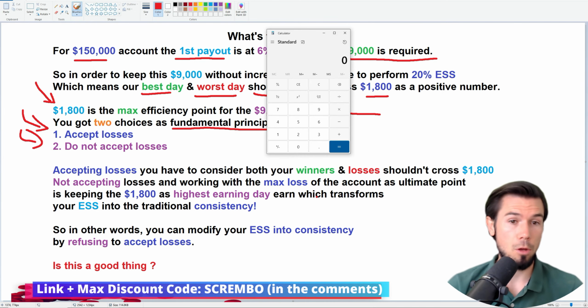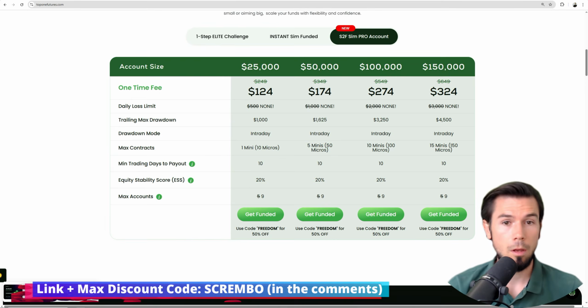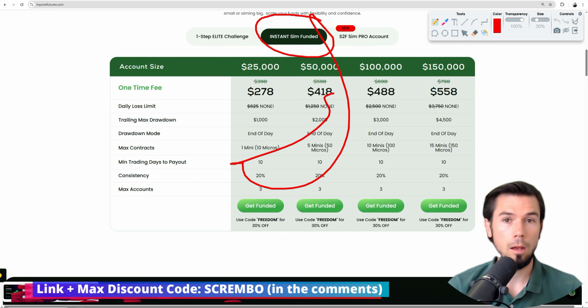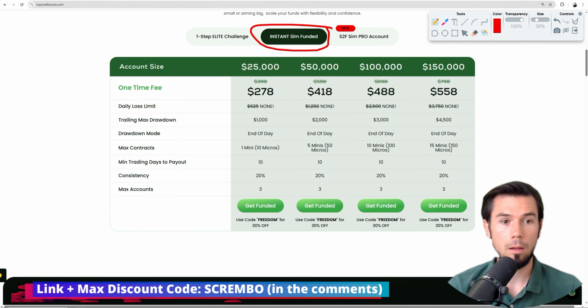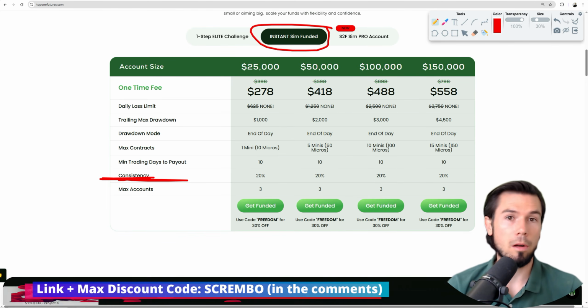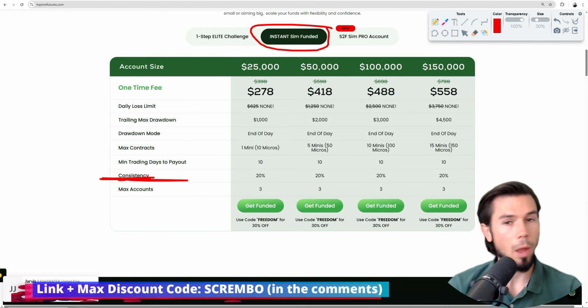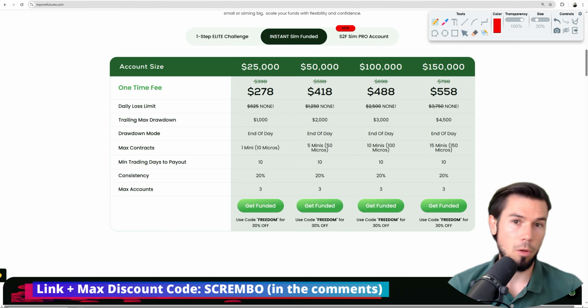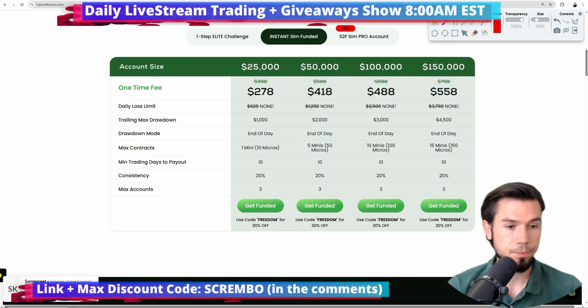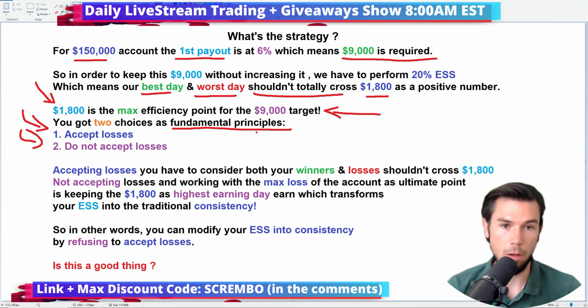If you think about the other type of accounts, let me share with you, the instant sim funded ones, they are having a consistency rule. They're not having an equity stability score, but they are more expensive. With my code, you always get a bigger discount than what is listed on the website. We have negotiated a bigger discount, right? So if you want consistency, you can go from the beginning with that, and then no one cares about your losses. Your losses are not counted for the consistency, like we count in terms of equity stability score.